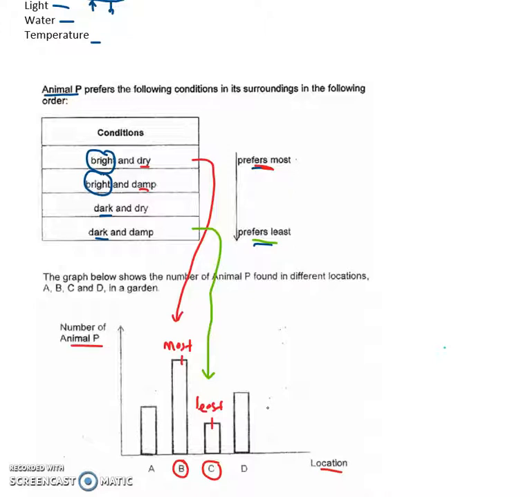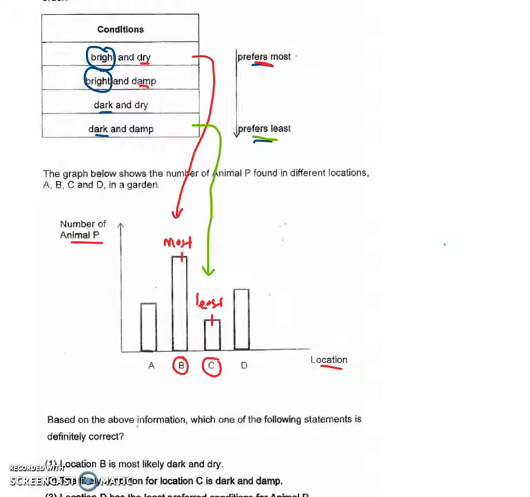So let's take a look at the answers. Based on the above information, which one of the following statements is definitely correct? So look at number one. Location B is most likely dark and dry. So location B is here, is most likely to be bright and dry. So therefore this statement is false.